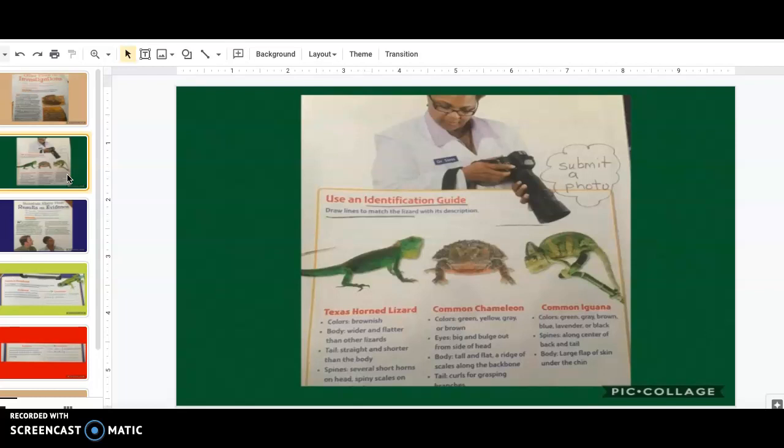If you don't know how to submit a photo, when you are in Schoology and you're in this assignment, you'll see a plus sign, I believe, up at the top, or it's submissions.